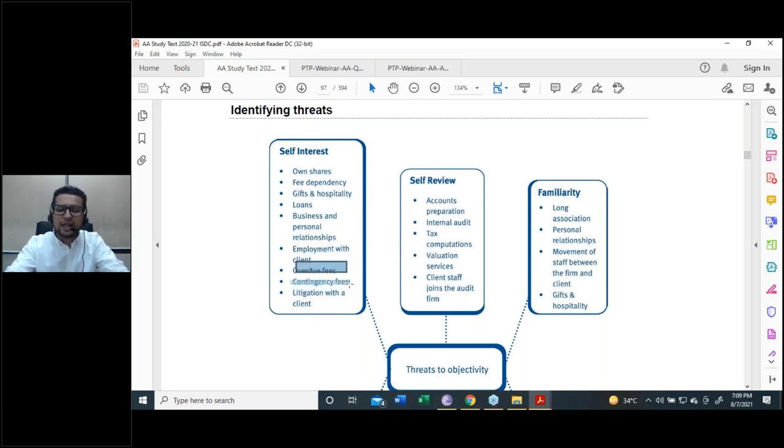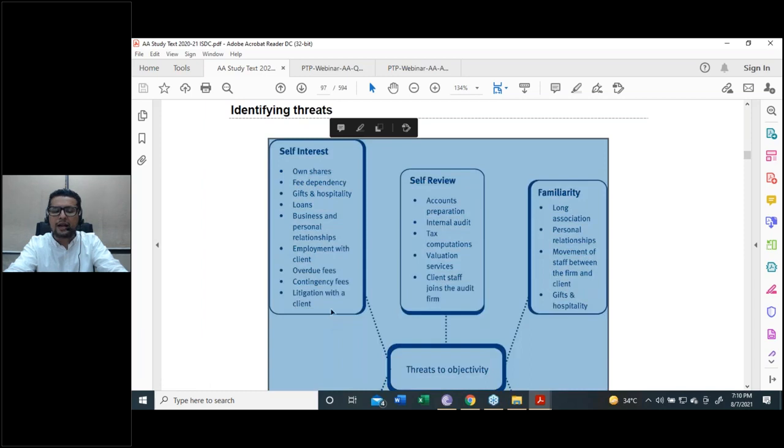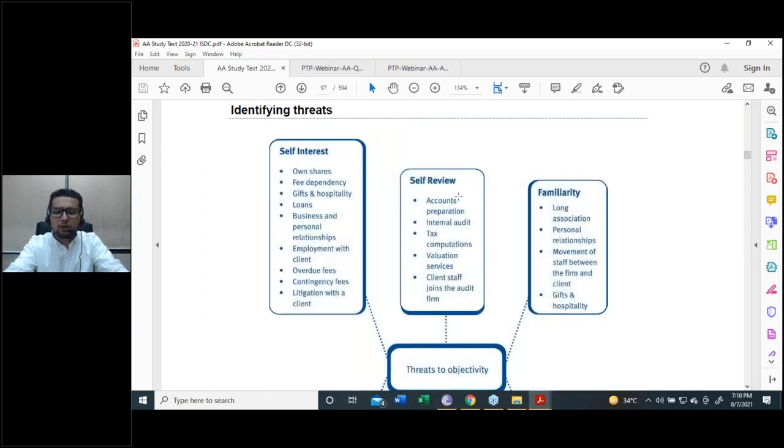My audit fee cannot be dependent on the financial outcome of the client. It's called contingency fee. Let's say your client offers that the audit fee should be 10% of the net profit. This is called contingency fee, and this is not allowed. Litigation with a client: if you are having litigation with a client, that creates a self-interest. So these are called self-interest.